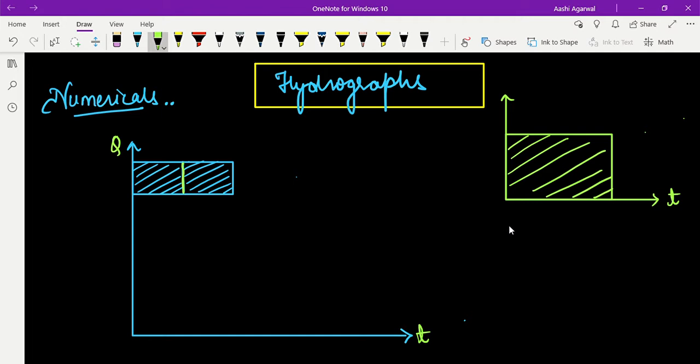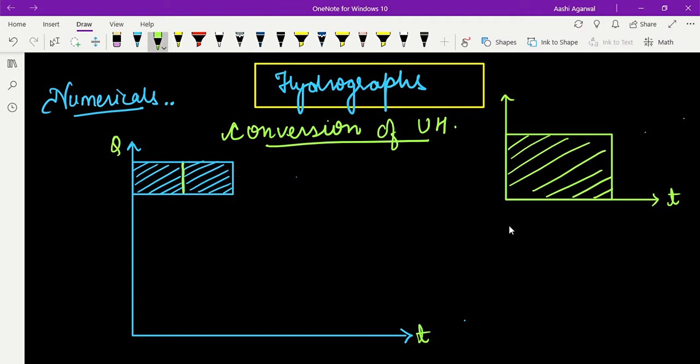Now here one more important concept is how you can convert a unit hydrograph of a given duration to a unit hydrograph of any other duration. So our aim is to convert unit hydrographs, within the unit hydrograph also, from one unit hydrograph of a particular duration to another unit hydrograph developed for any other duration.